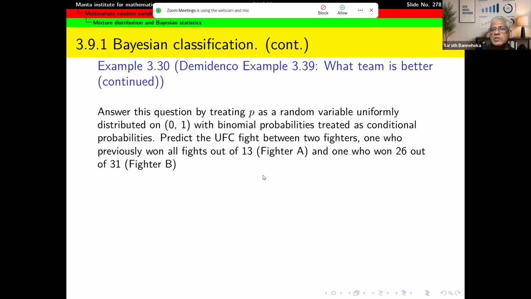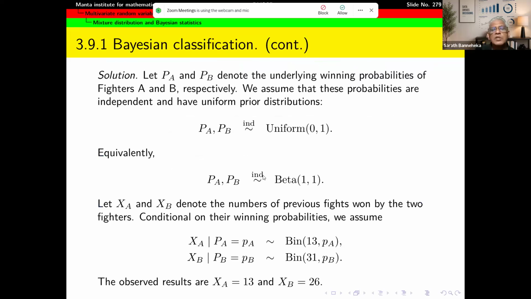We will follow the same procedure. So let PA and PB denote the underlying winning probabilities of fighters A and B. These are usually considered as unknown constants. But in this approach, we are going to consider them as random variables, the underlying winning probabilities of A and B, respectively. Here we are considering their winning probabilities when they are fighting some other fighters, not against each other.